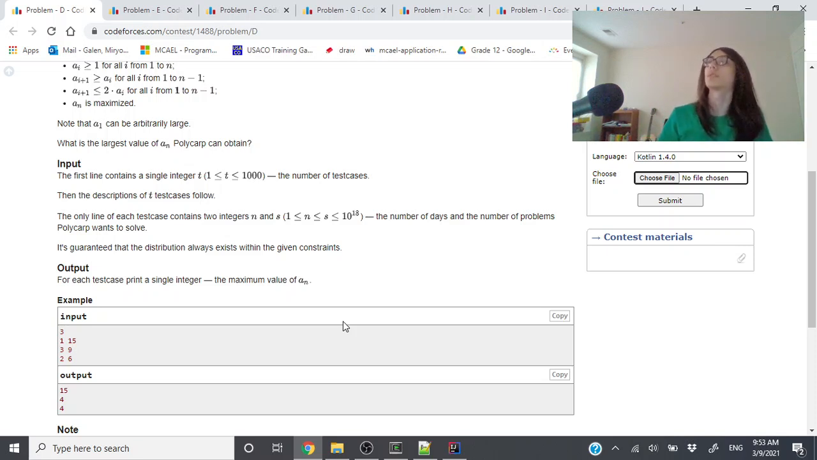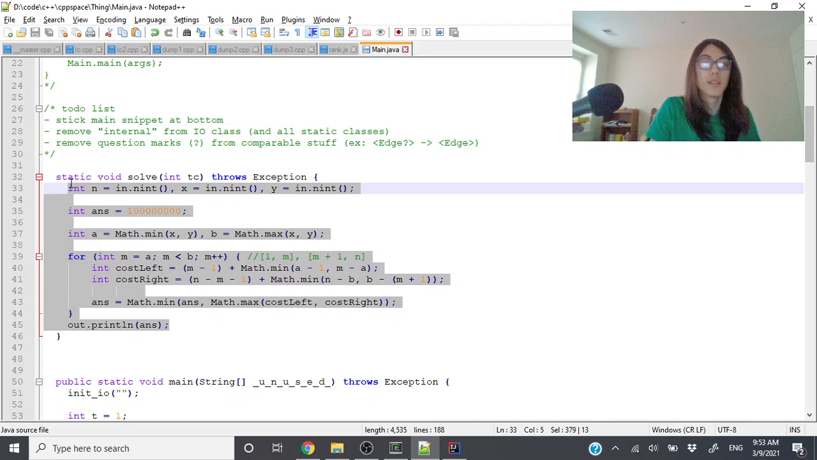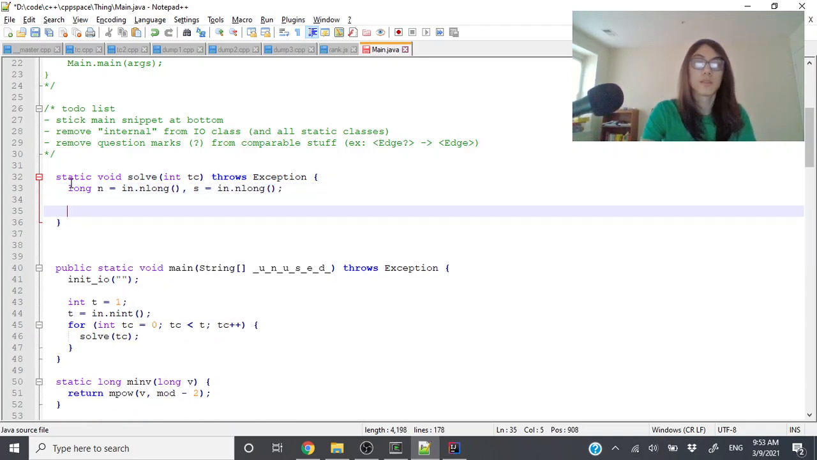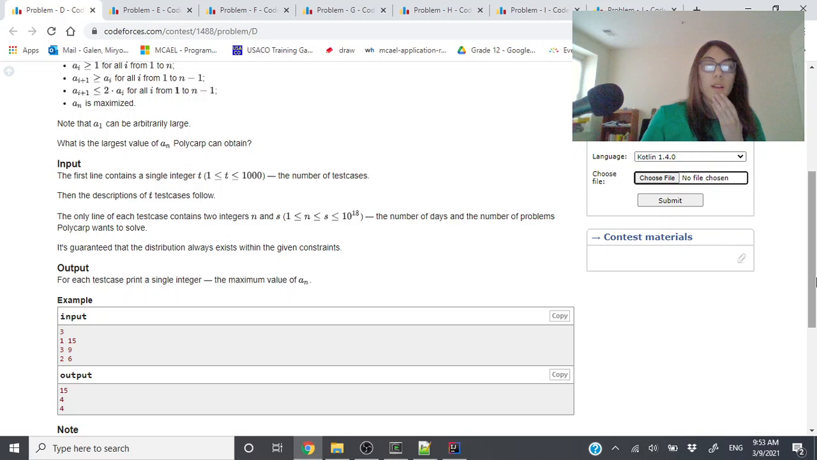So the answer is at most s over n, right? That should be the case. The answer is at most like s over n plus 1 or something. Long n equals in dot n long. S equals in dot n long. S over n plus 3. And we can figure out the lower and the higher bounds, and we can get any number in between just because, like, arguments.